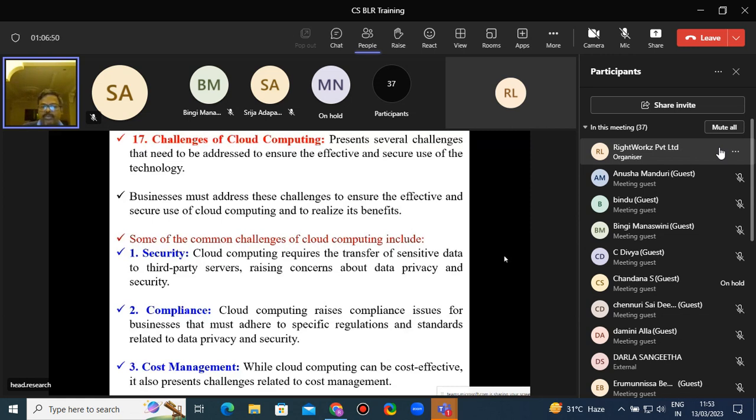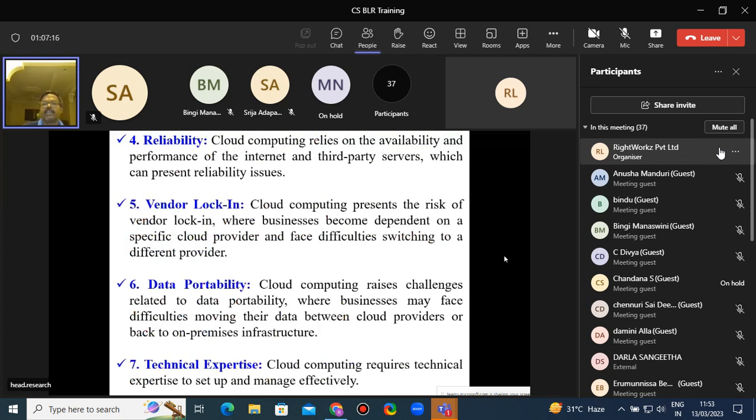Compliance. Cloud computing raises compliance issues for businesses that must adhere to specific regulations and standards related to data privacy and security. Cost management. While cloud computing can be cost effective, it also presents challenges related to cost management. Reliability. Cloud computing relies on the availability and performance of the internet and third-party servers, which can present reliability issues. Fifth one is vendor lock-in.